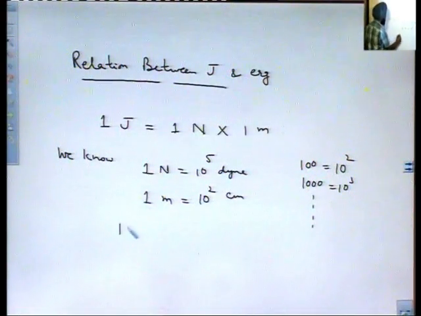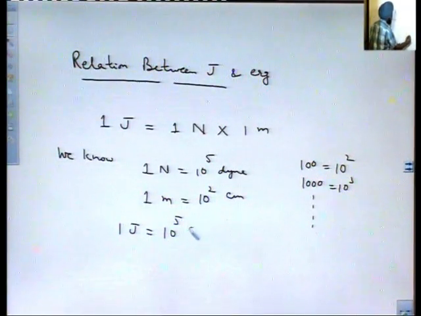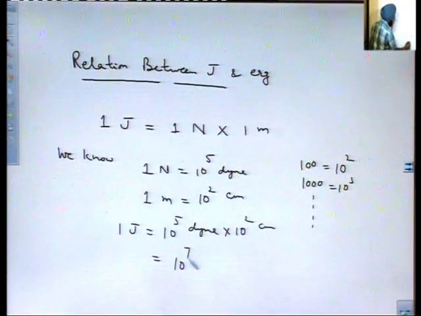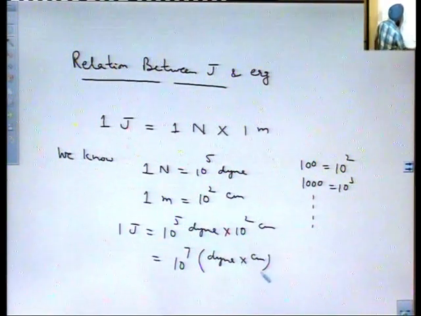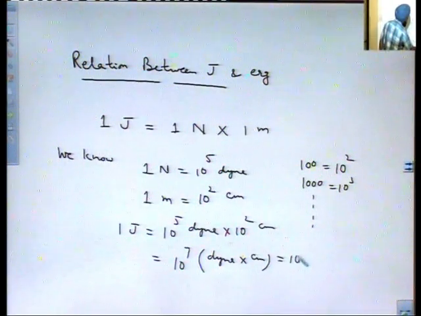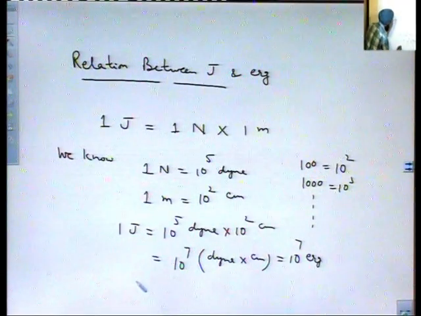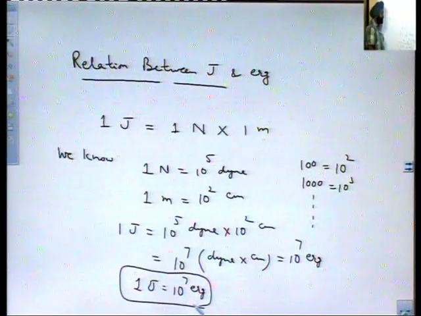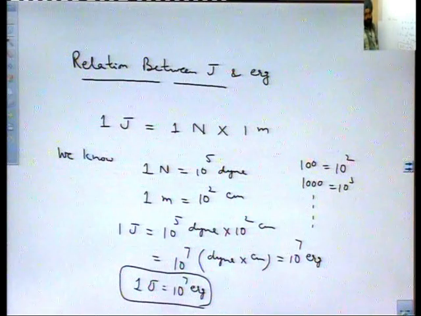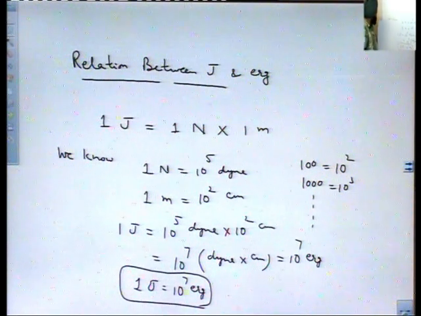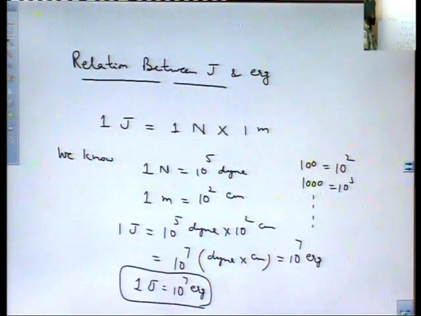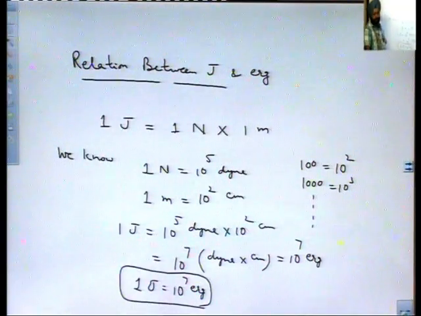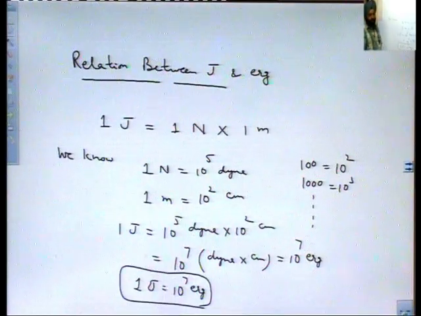So by putting the values, 1 Joule is equal to 10 the power 5 dyne into 10 the power 2 centimeter, 5 plus 2 is 7, dyne into centimeter, and dyne into centimeter is called erg. So this is equal to 10 the power 7 erg. 1 Joule is equal to 10 the power 7 erg. This is the important relation between Joule and erg. When we are to convert from Joule to erg or from erg to Joule, we take this relation. We must be clear that 1 Newton is equal to 10 raised to power 5 dyne and 1 meter is equal to 10 the power 2 centimeter.